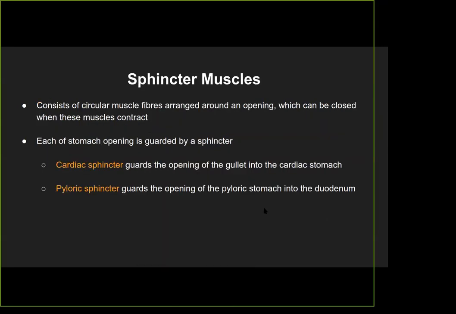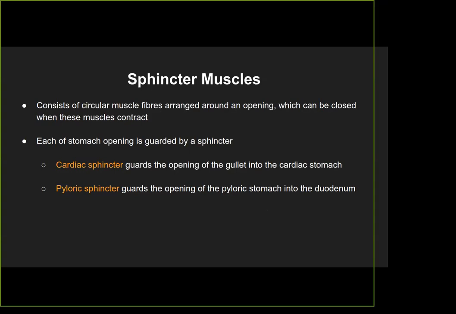It consists of two sphincter muscles. These sphincters are usually circular muscle fibers arranged around any opening. Throughout the stomach, at the start and at the end, there are two openings, and these can be closed or opened based on the contraction and relaxation of the muscles. So they are of two different kinds.